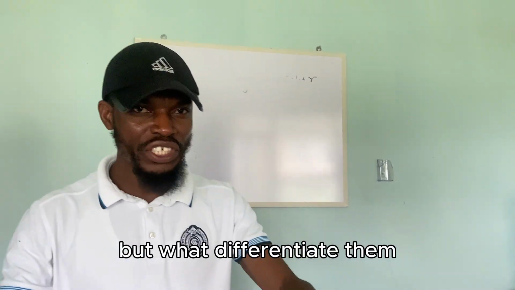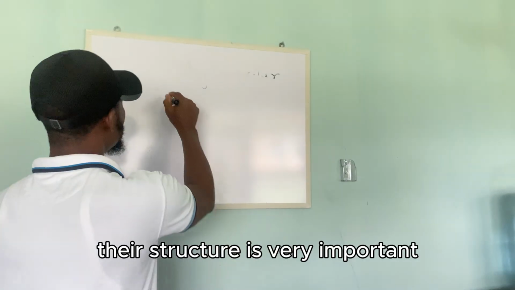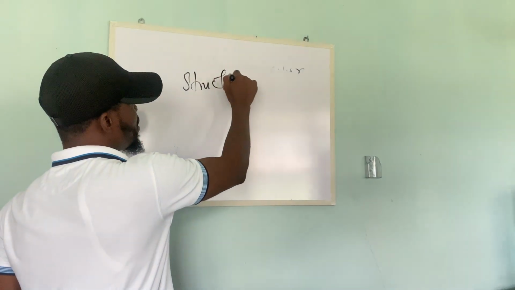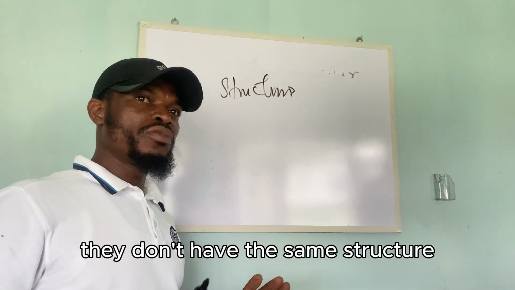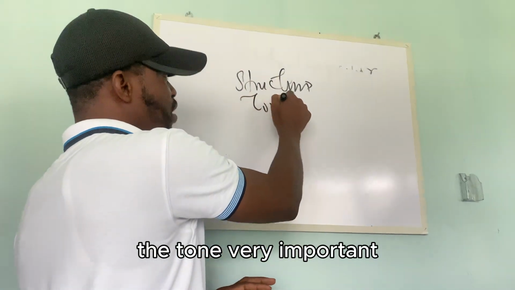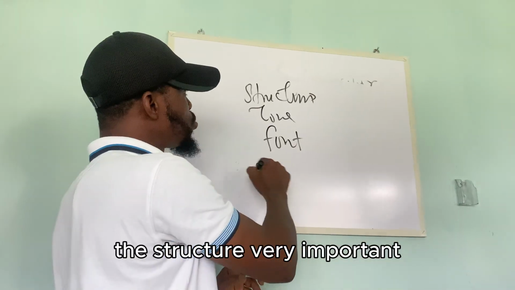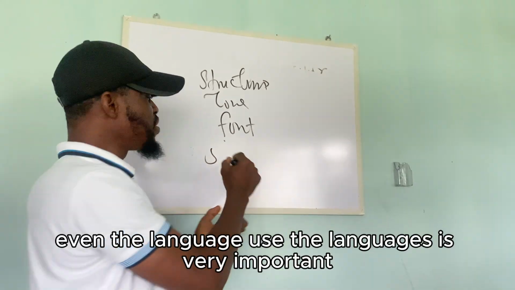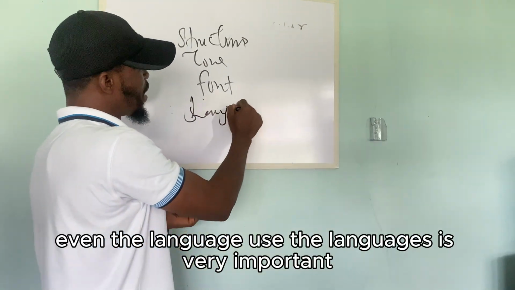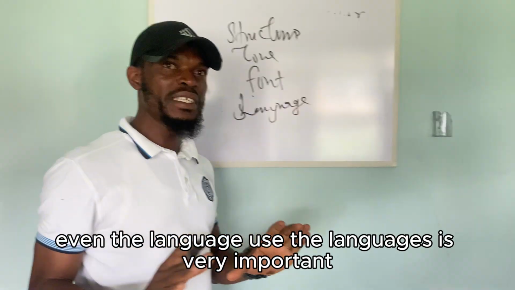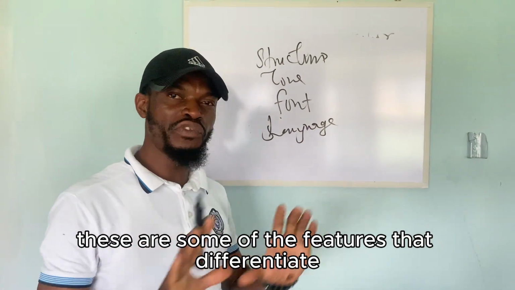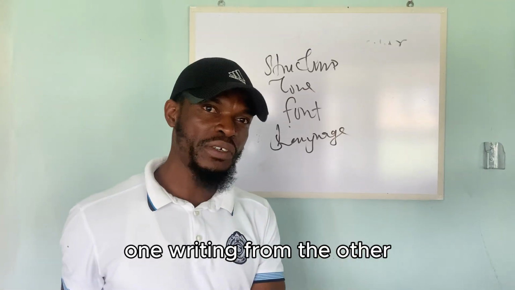But what differentiates them? Their structure is very important. They don't have the same structure. The tone, very important. The font, very important. The structure, very important. Even the language used is very important. These are some of the features that differentiate one writing from the other.